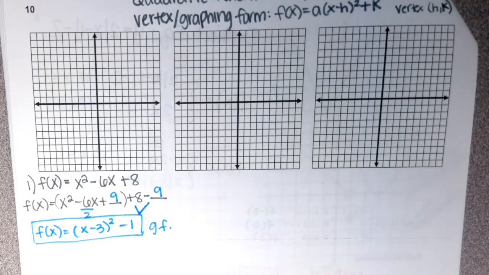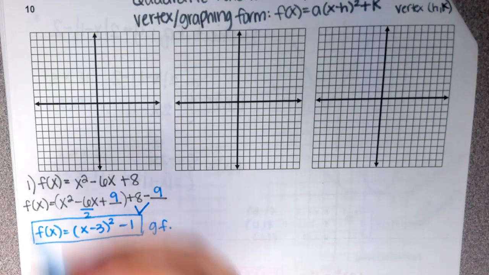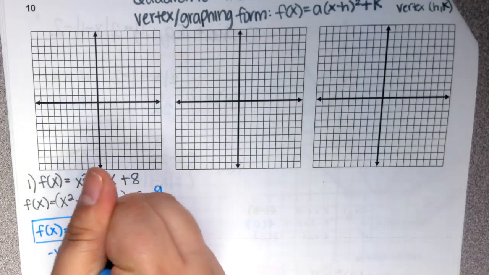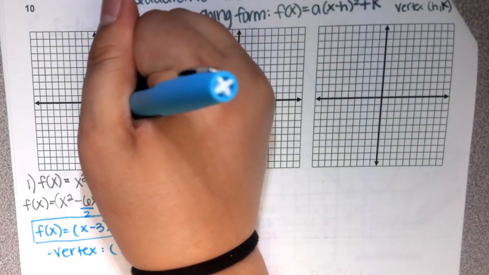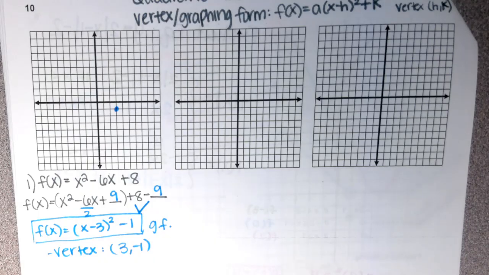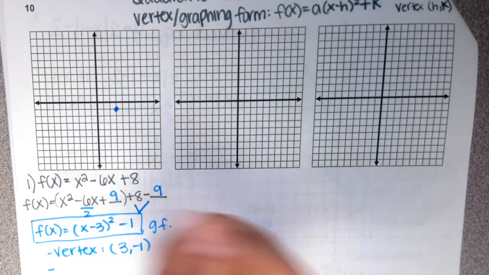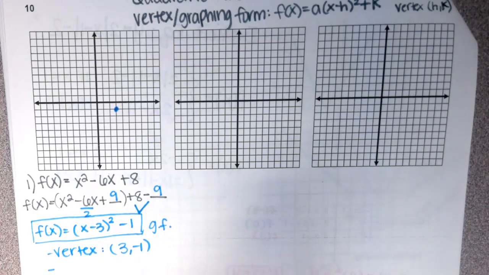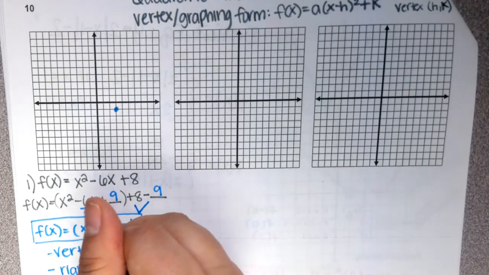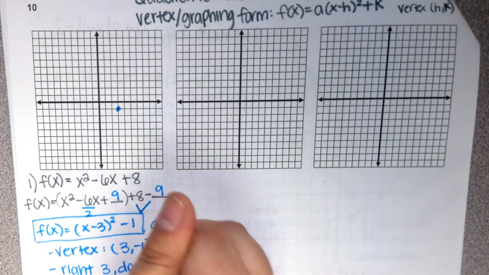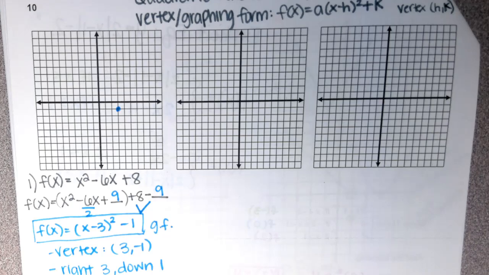What does this tell us? It's a quadratic. Cool, we knew that. What is the vertex? My vertex is 3, negative 1. Everybody plot 3, negative 1. And how did this move from my parent function? What's the transformation? Describe it. Right 3, down 1. Let's be a little bit more positive in our response to wrong answers.